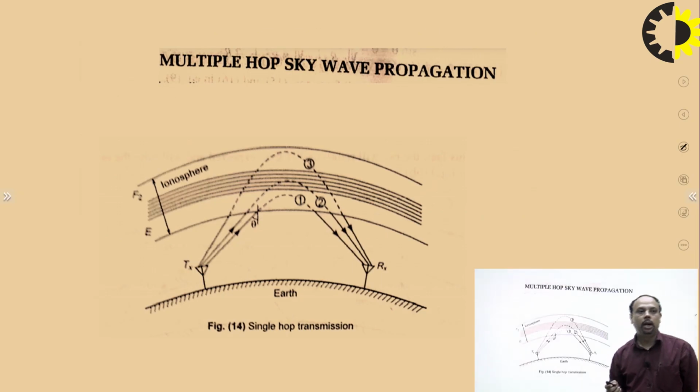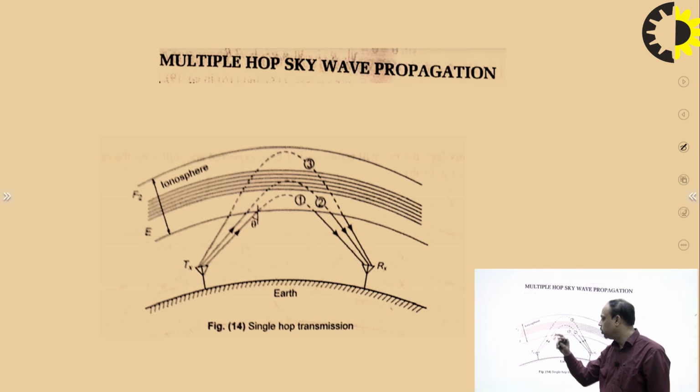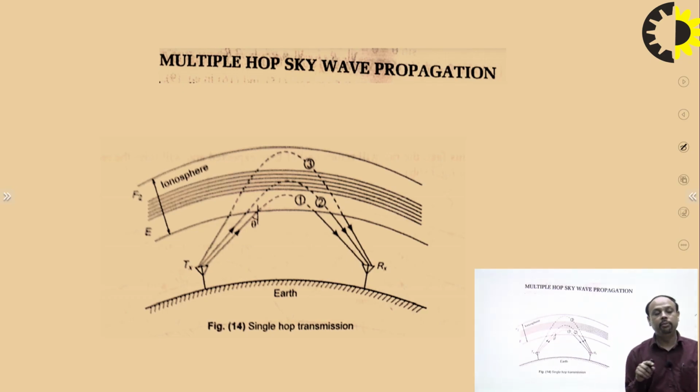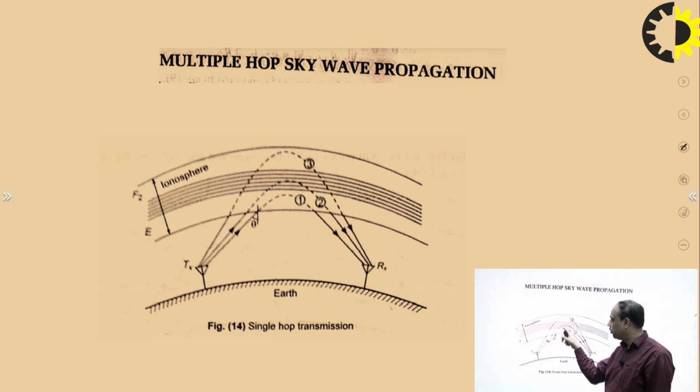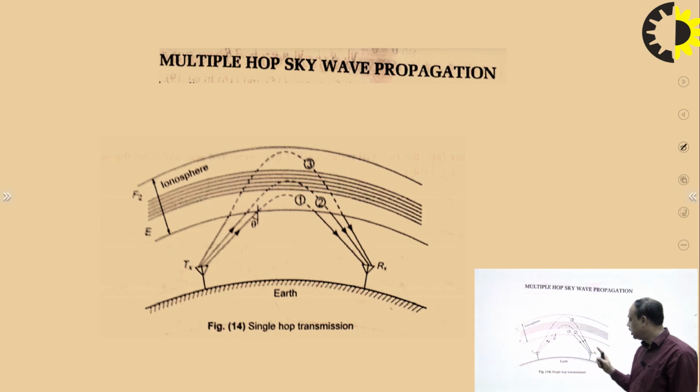Now the multi-hop skywave propagation. As we already discussed, the ionosphere is made up of different layers, that is the D, E, F1 and F2 layers, and for different incident angles, the same wave at the same frequency gets different reflections from the earth surface and reaches Rx.